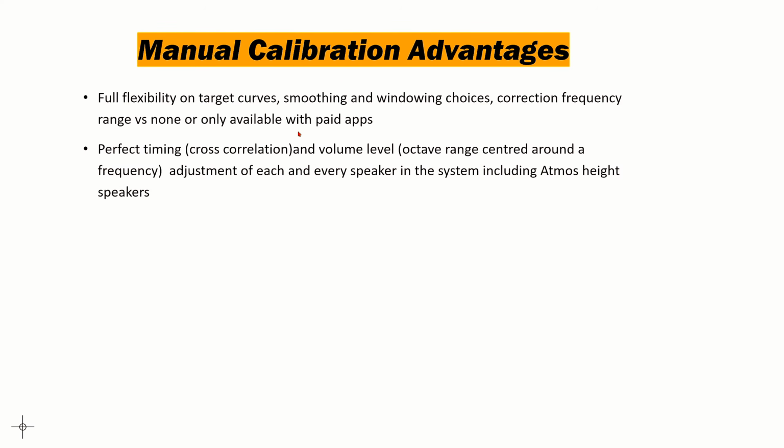Perfect timing, because you can cross-correlate multiple point measurements with each other, then come up with the perfect impulse response, and you can measure the time delay of that impulse response, so you can adjust every speaker within millimeters of accuracy for their distance to the central listening position.